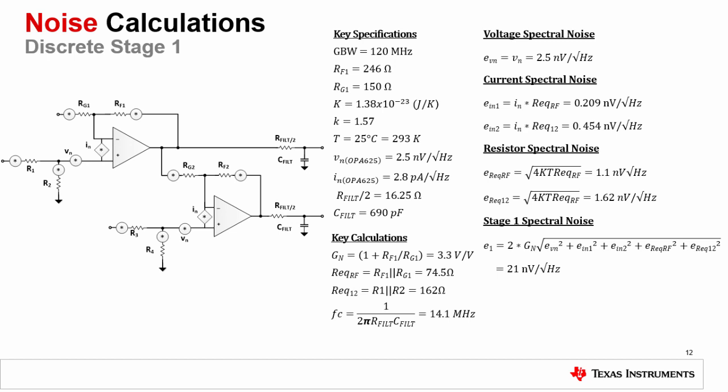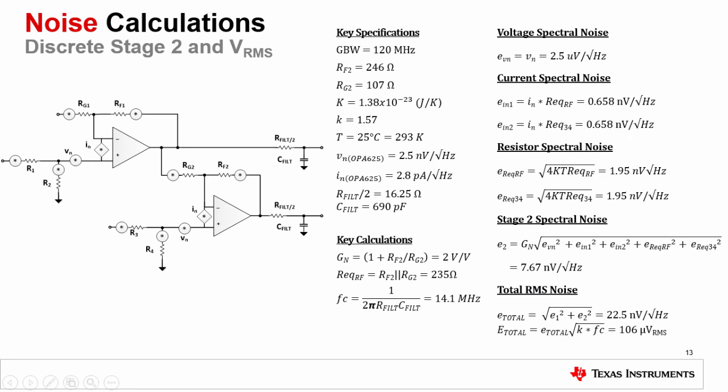For the discrete noise calculation, we need to look at the two amplifiers separately. For amplifier 1, the total spectral noise density is multiplied by 2, as we see this noise in the first stage and the second stage. The spectral noise seen in the first stage is independent of the second stage. The total output spectral noise density caused by amplifier 1 is 21 nanovolts per square root hertz.